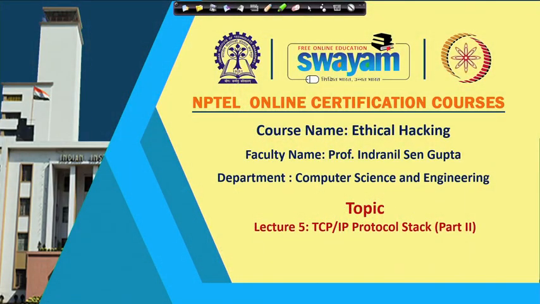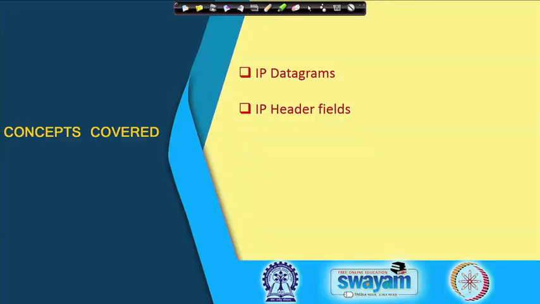So, we continue with our discussion on the TCP/IP protocol stack. This is the second part of the lecture on the TCP/IP protocol stack. Recall in our previous lecture we talked about the overall TCP/IP protocol stack architecture, what the different family members in TCP/IP are, notably TCP, UDP and IP. Now, in this lecture we shall specifically be looking at some details about the IP packets, the IP formats, the IP header fields and so on.